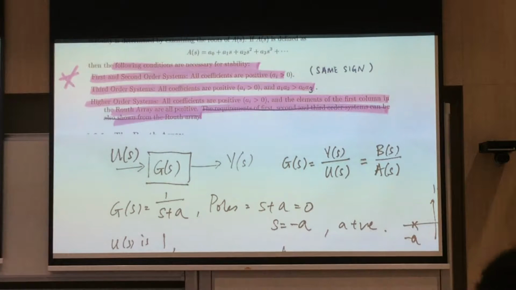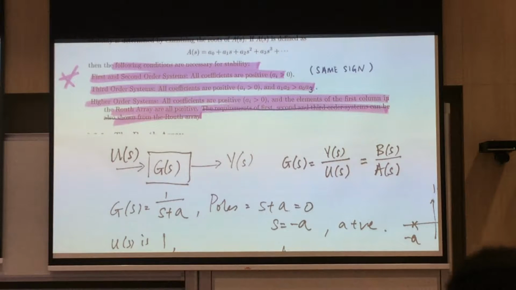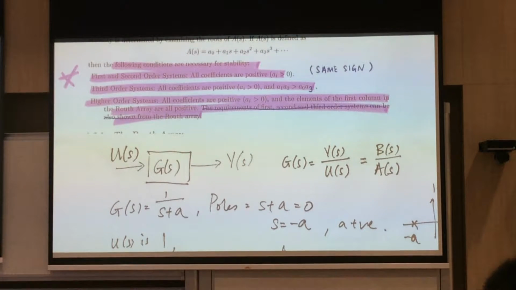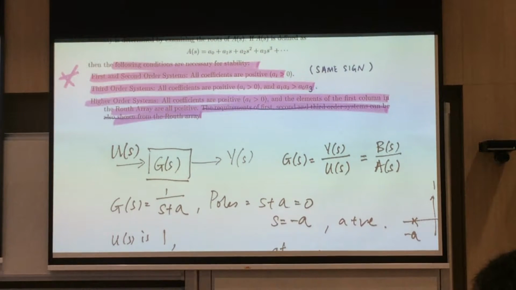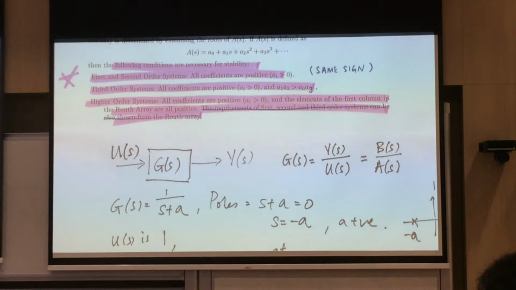Alright? So these are the three basic conditions for first and second order systems, third order systems, and any higher order systems. Okay? We'll be going through some examples in each of these categories so you understand how to actually apply these conditions. Okay? Any questions for now?